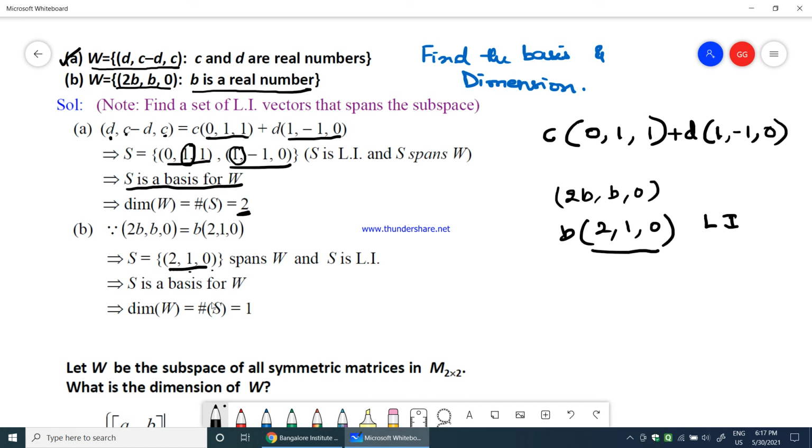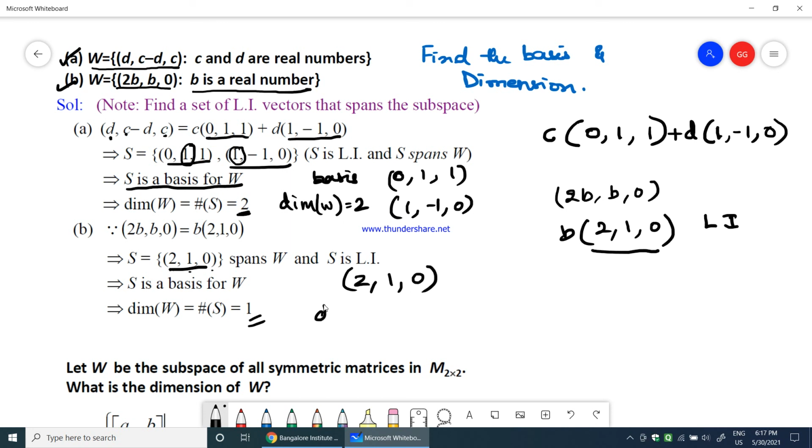Now what is the dimension? The number of basis vectors is only 1. Therefore the dimension of this particular problem B would be equal to 1. So we found the basis for the first problem to be 0 comma 1 comma 1 and 1 comma minus 1 comma 0, and the dimension of W equals 2, whereas the basis for this problem is 2 comma 1 comma 0. The dimension of W for this would be equal to 1. I hope this is clear to you.